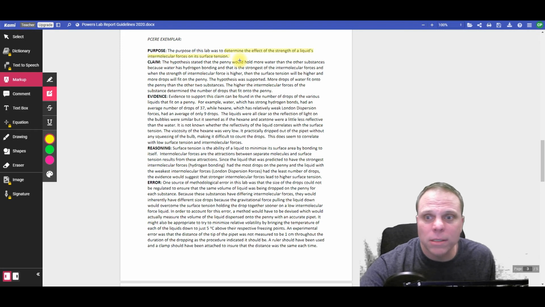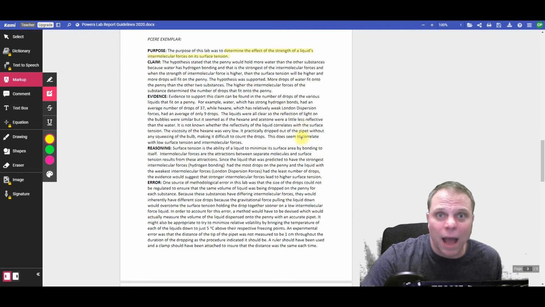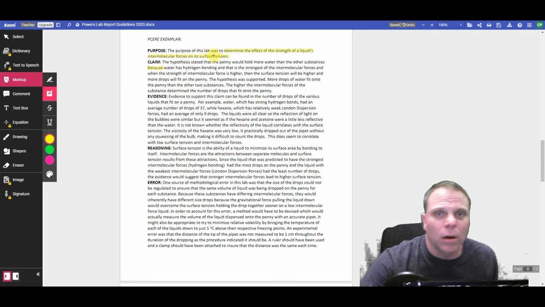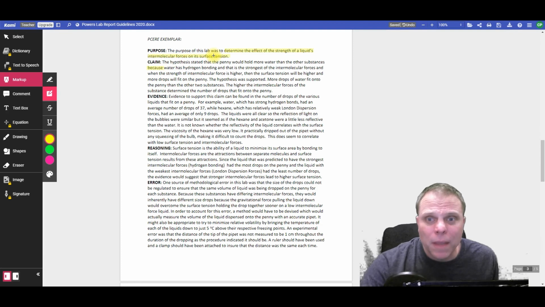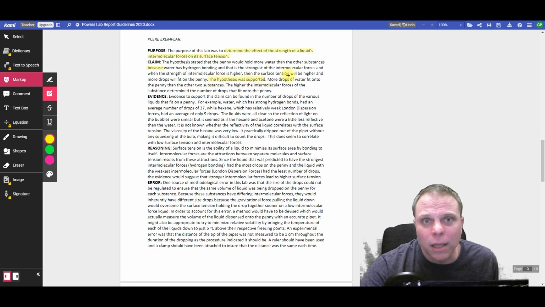Then we have our claim. Notice that the claim has a hypothesis, and it states that the hypothesis stated that. It doesn't say I thought that. No first person. We have a reasoning, would hold more water, because your claim with your hypothesis should have a because or an if-then. The if part is kind of like the because. Make sure you include that. Notice also that I made a statement that says the hypothesis was supported. We want to say whether or not our claim was answered. Do we support our hypothesis? And it goes on to the next one.